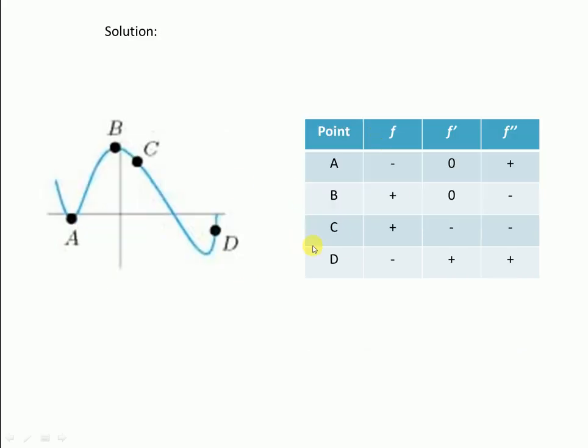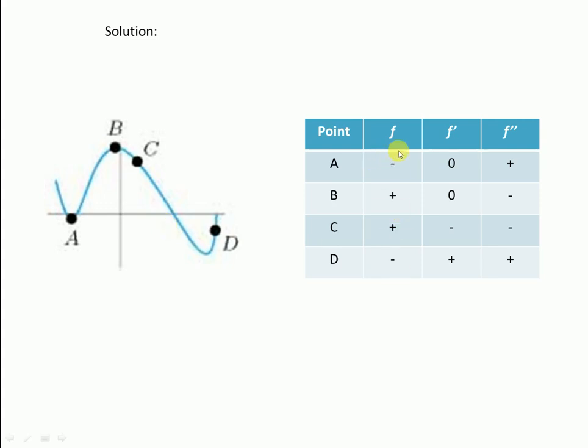So let's go over the solution. At point A, the function f is negative because it's touching the negative side. At point B, it's up here, so the value of this function is positive. And point C, again positive because it's up here. Point D is negative because it's all the way below the x-axis. So this is easy.